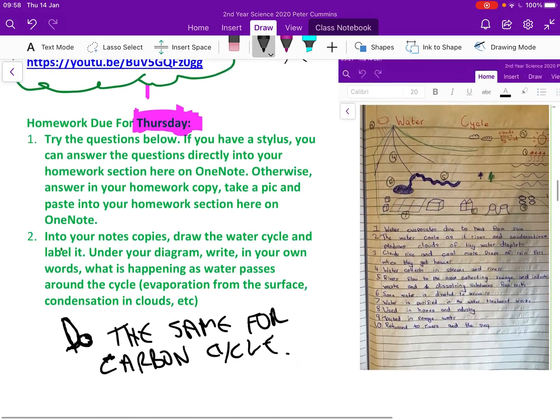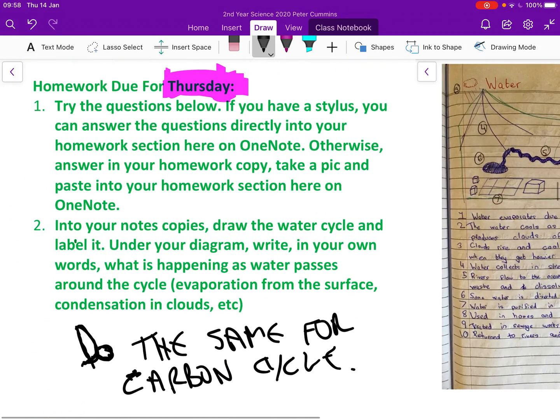Okay, so what I asked you to do was to try the questions below. So you could put them into your homework, and I see that the vast majority, only 2 or 3 of you haven't managed to do that yet, but I'm sure you will over the next 48 hours. And that's your only homework task. So your only homework task for this week is to do those questions.